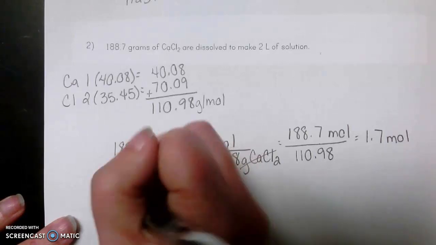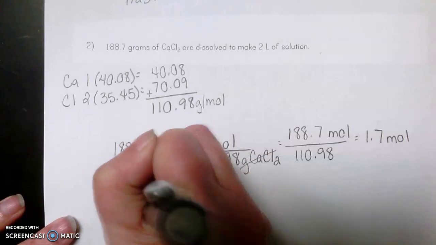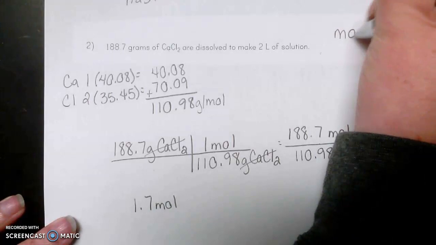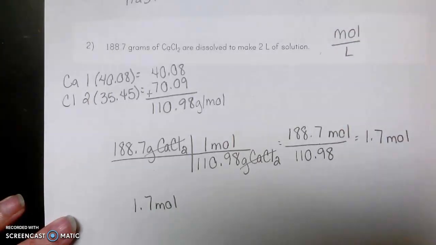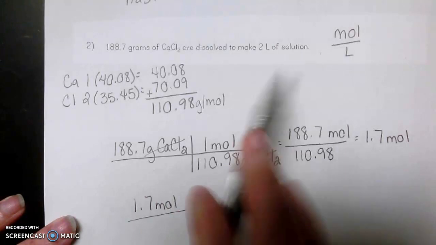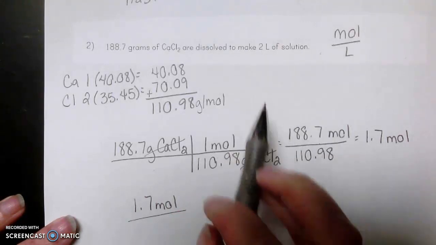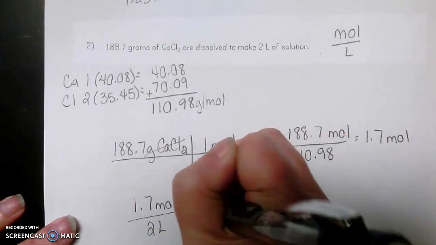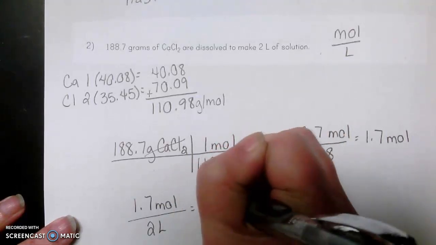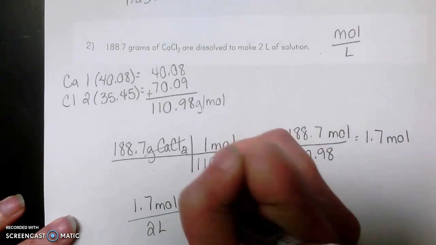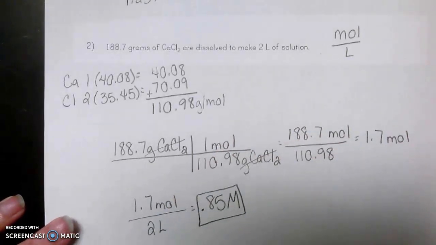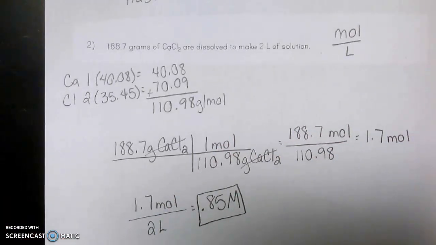And then we take that 1.7 moles, because molarity is moles divided by liters. So take that 1.7 moles and divide it by this 2 liters. And that gives you a molarity of 0.85. And that is your final answer. Okay, so that is the side with the 2 up in the right hand corner.